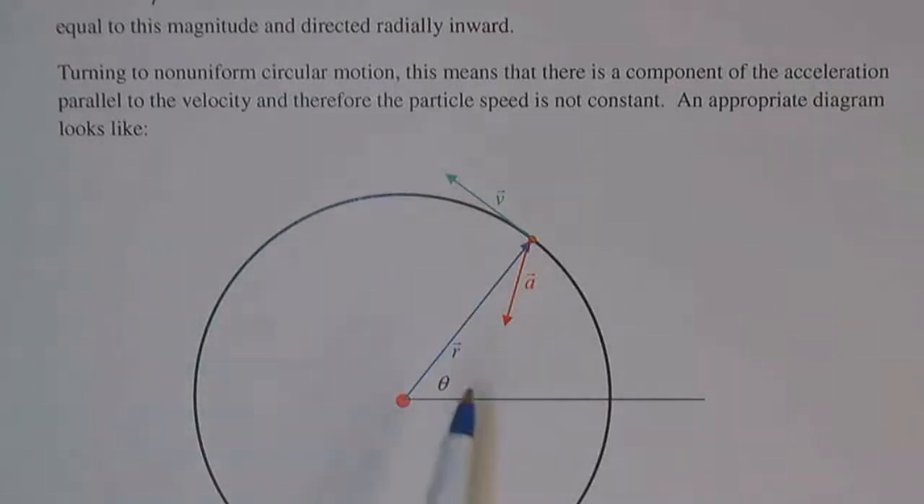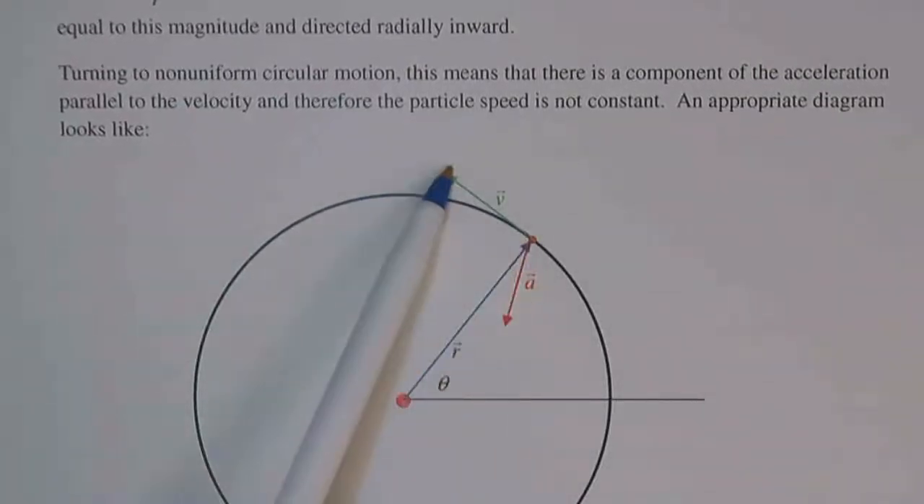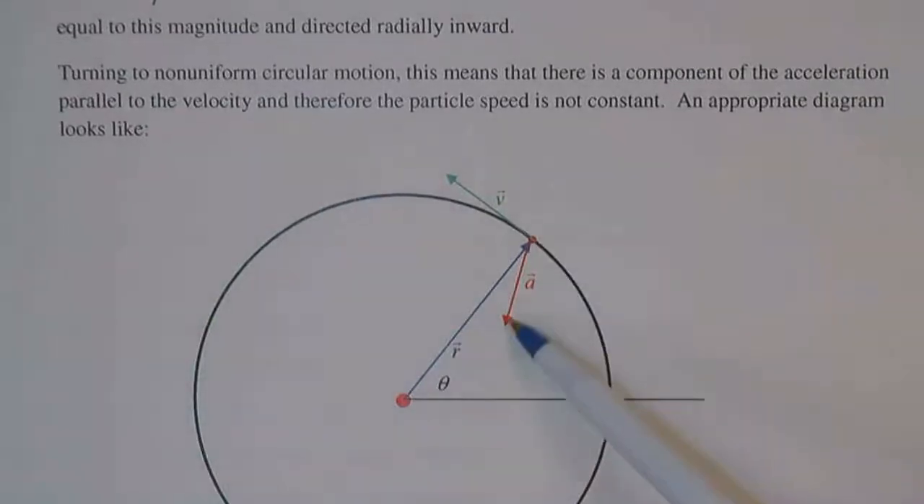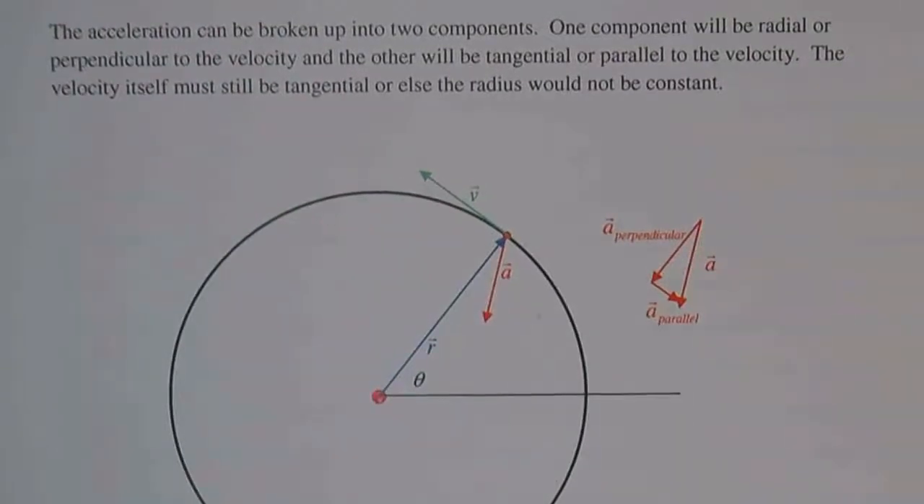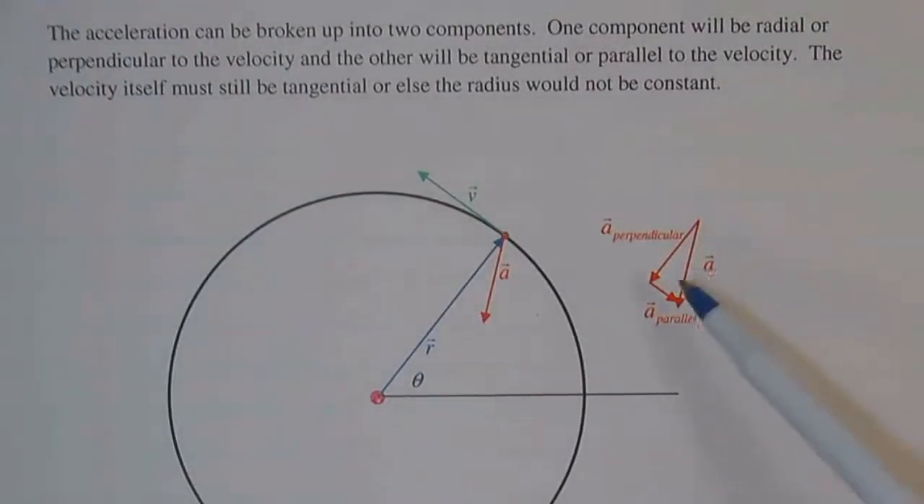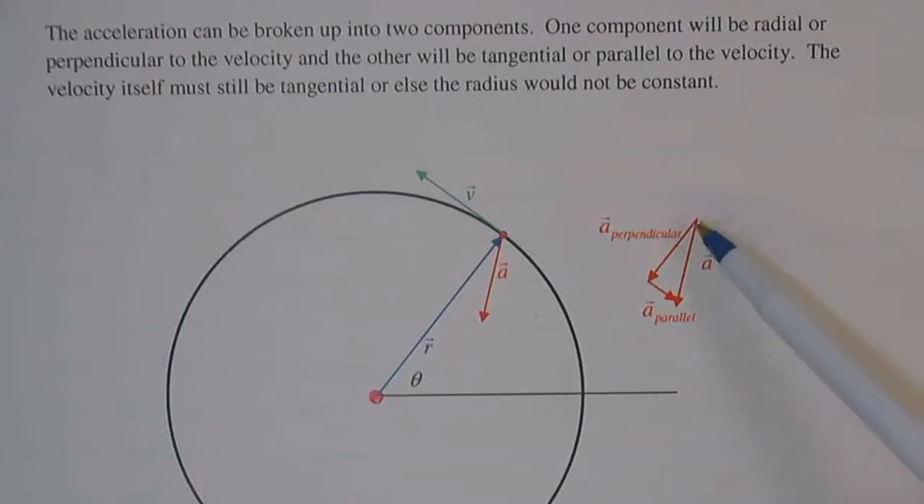So the diagram changes a bit. We have our radius vector, always having constant magnitude. We have our velocity vector, always remaining tangent, but now our acceleration vector has to have a radial component and a component which is tangential. All right? And I'm going to call those two components of the acceleration the parallel and perpendicular components, parallel and perpendicular to the velocity. So there'll be one component of the acceleration which changes the magnitude of the velocity, and another component of the acceleration which changes the direction of the velocity.